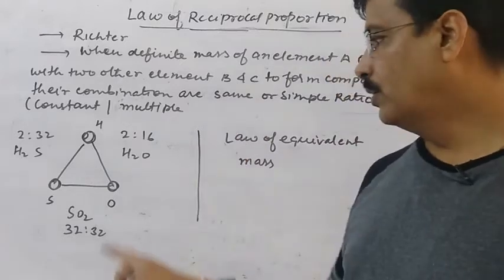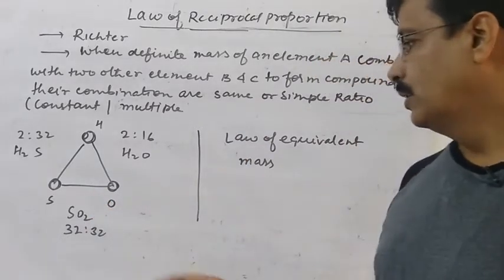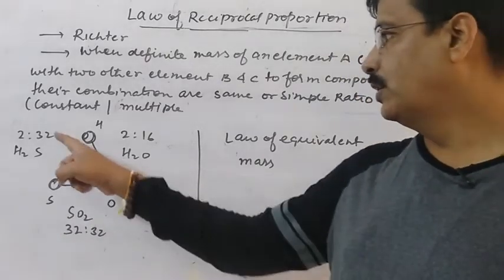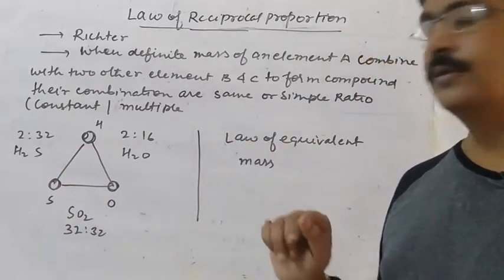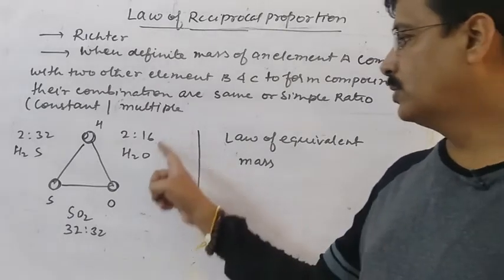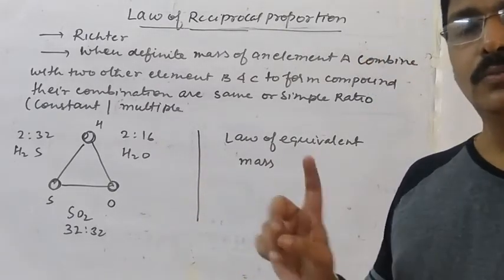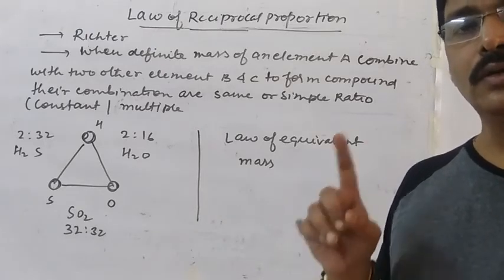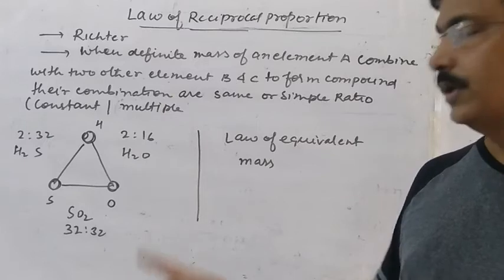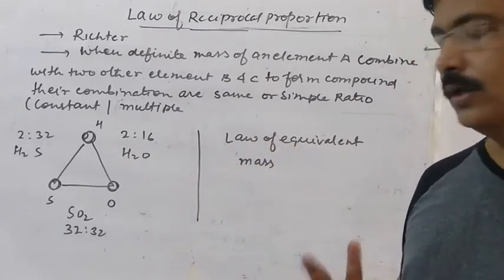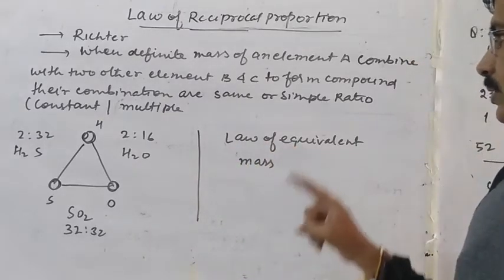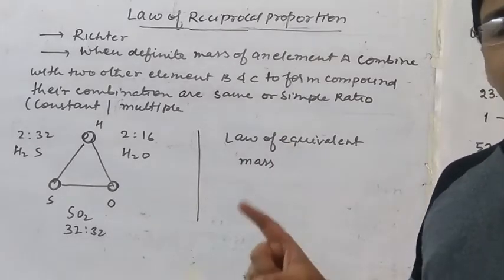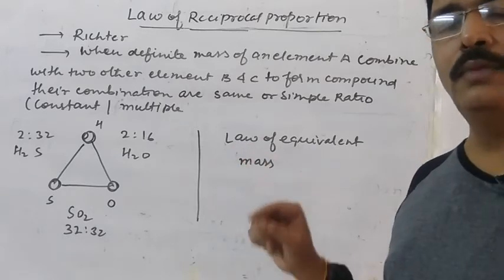Clear? Now when sulfur and oxygen react, the sulfur is 32 and the oxygen is also 32. So here the sulfur is the same weight, 32, but the oxygen is in a multiple form. It means it proves the reciprocal proportion. We already discussed they are in a constant or in a multiple form. Here they are in a multiple form. Clear? Now you must remember that this law is also called the law of equivalent mass. Clear? Now we will explain this with the help of a numerical.